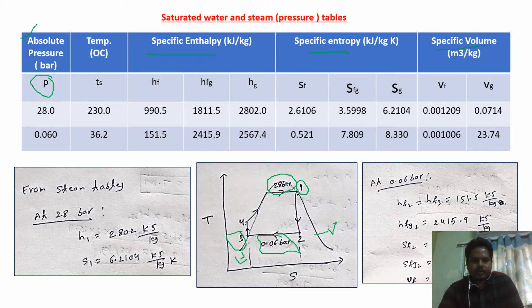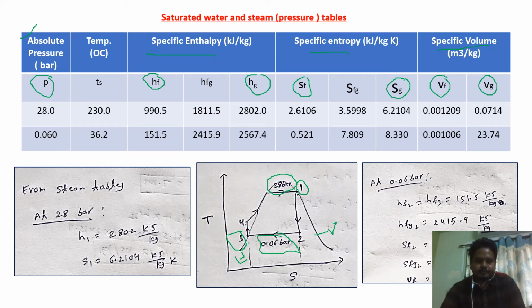Here, hf means specific enthalpy of the fluid at the saturated liquid point. hg means specific enthalpy of the gas, gas meaning vapor, at the saturated vapor line. sf means specific entropy of the fluid. sg means specific entropy of the gas. vf means specific volume of the fluid. vg means specific volume of the gas.